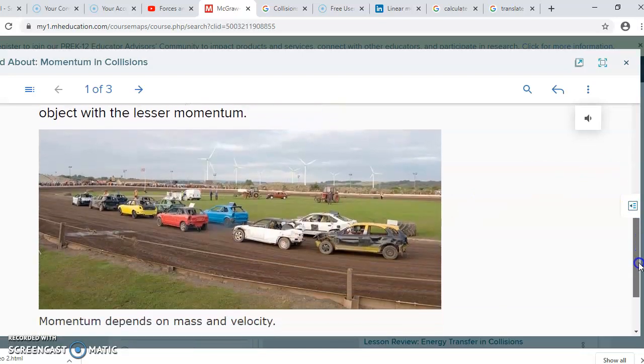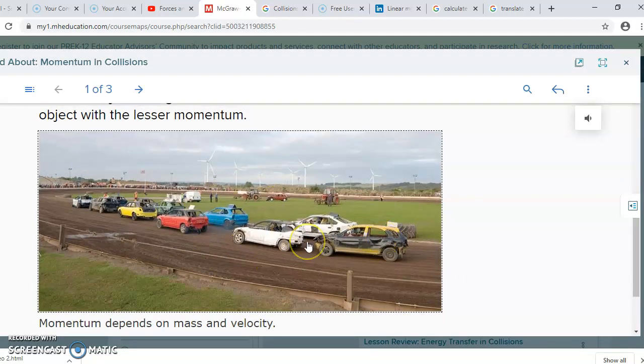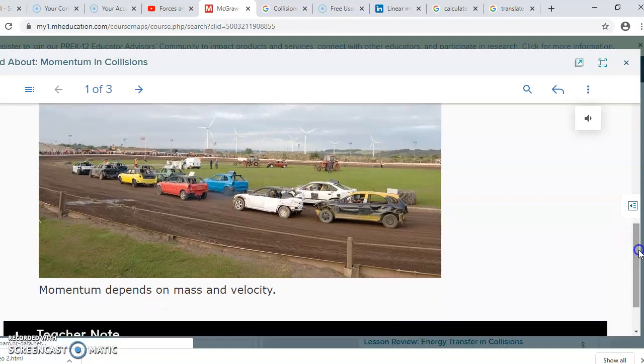Look at this picture in your book. There are a number of cars, I think they collide with each other. We can look here at what's written under this picture. Momentum depends on mass and velocity. These cars have different mass and different velocity, so each car has different momentum depending on its mass and velocity.